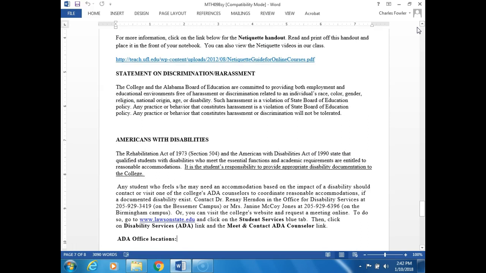Here's our statement of discrimination and harassment policy. I include bullying in this too. We do not tolerate it. So please don't. Let us know if you see it happen. Americans with Disabilities, as you've already noticed, I'm hard of hearing, so I'm sort of sensitive on this one. Please let us know. I'm not the person. Dr. Renee Herman on this campus. Here's her phone number. She's here in this building.